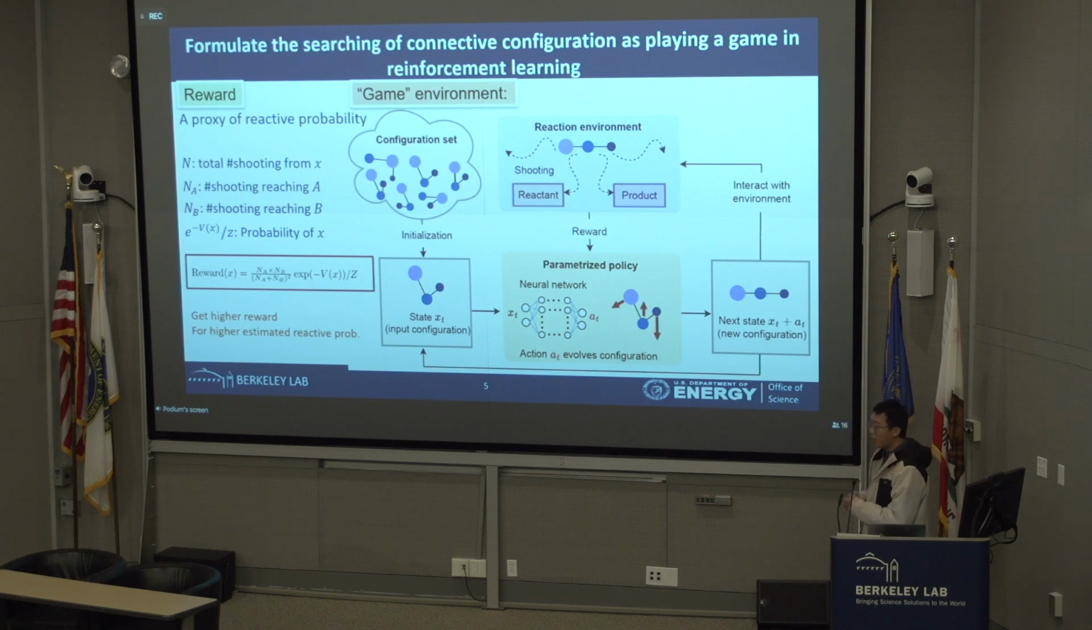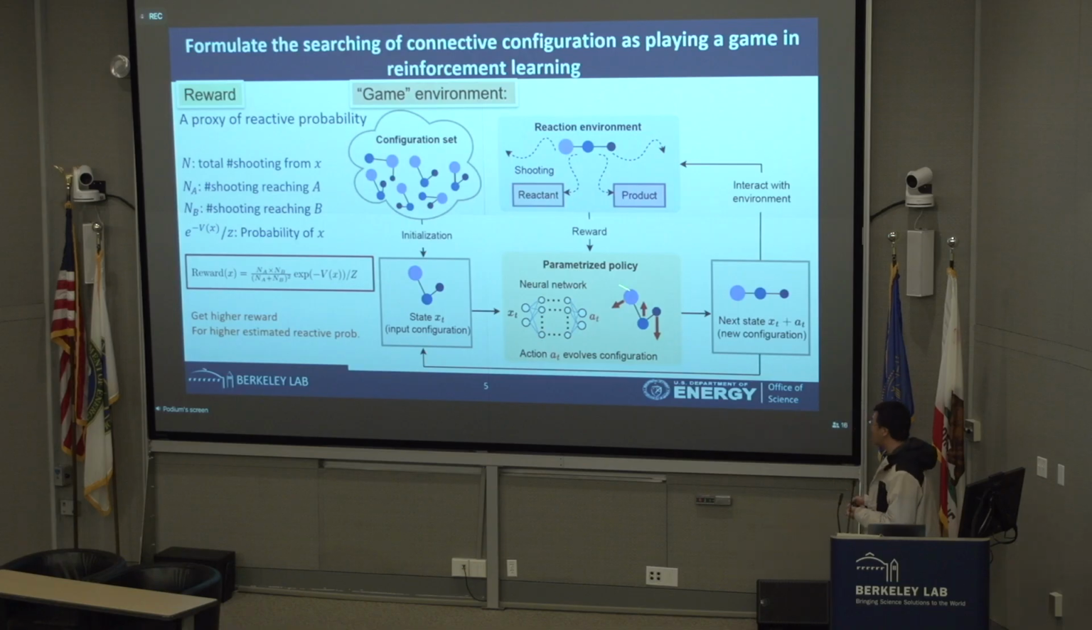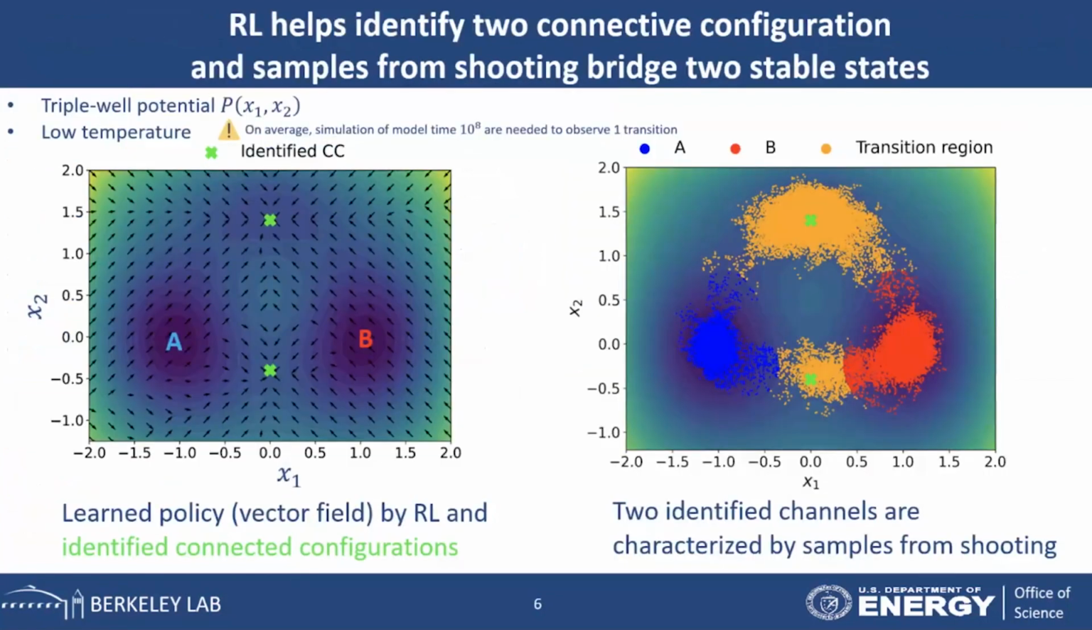And then we formulate the problem of finding the kinetic configuration as a game, and we define the game environment as follows. We start from a random configuration, and then we evolve the configuration by a policy parameterized by a neural network. The input of the neural network is the current configuration, and the output is a vector. Then we get the new state by adding the current state ST and the new vector AT. After we get the new configuration, we put it in the reaction environment and compute the reward through the shooting.